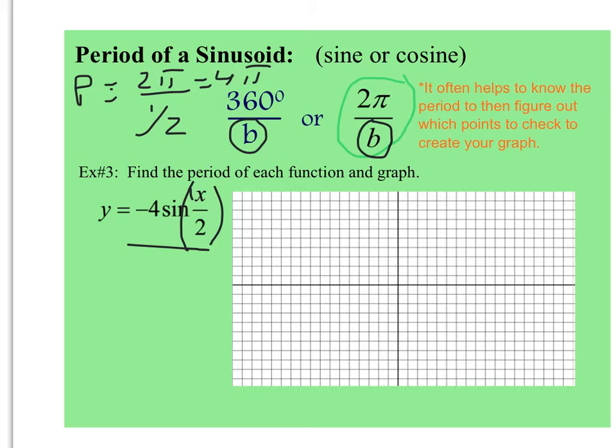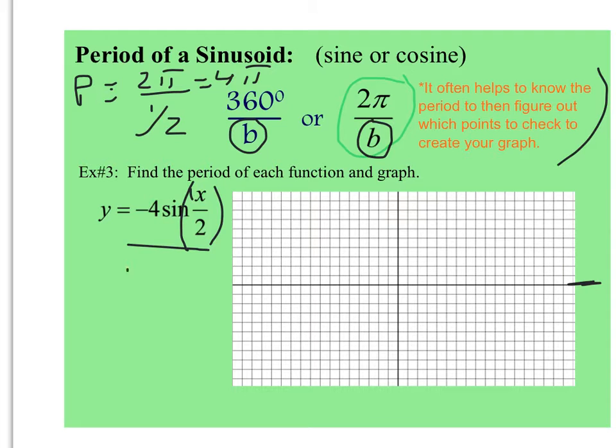It often helps to know what the period is before you create your graph, because then you know that on this x-axis here, you're going to need to go all the way to 4 pi. I'm going to get this graph started for you, and then I'm going to ask you to finish it for class for next time, and then I'm going to get you started on another one.